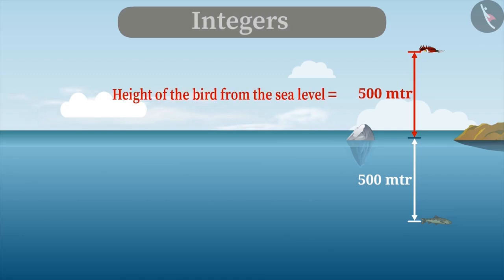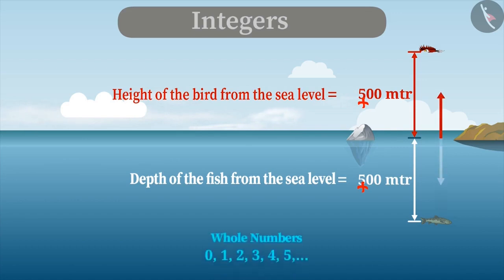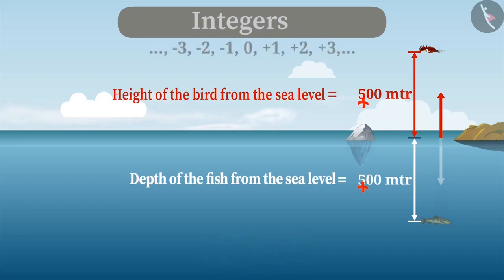The height of the bird from the sea level is 500 meters and the depth of the fish from the sea level is 500 meters. But this is an incorrect way to represent their differences because both are situated in opposite directions. The bird is above the sea level, whereas the fish is below the sea level. Since whole numbers are incapable of representing this kind of situation, we use integers.